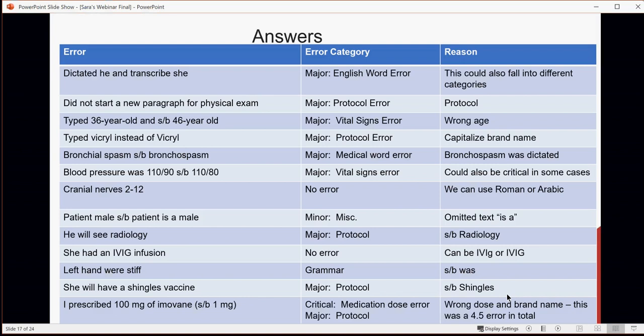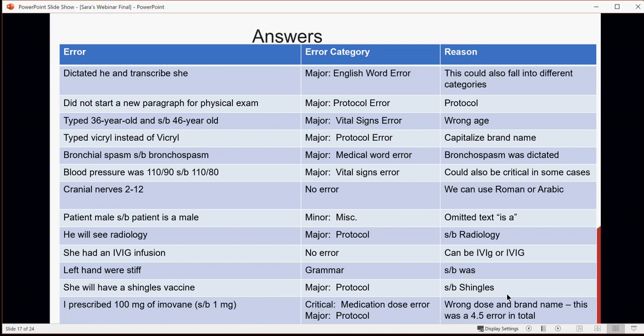Did not start a new paragraph for physical exam. That will be a major protocol error, and the reason being is that our account specifics ask us to start a new paragraph for each section, and it's quite clear on when to break out those paragraphs. So review your account specifics on paragraphs.